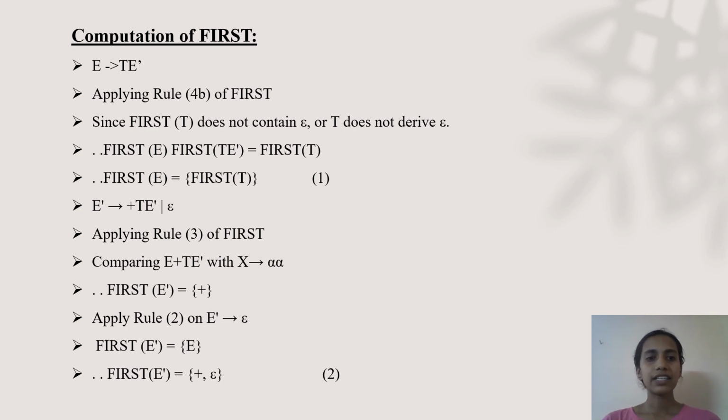Then we are considering the second production, that is E dash tends to plus TE dash and epsilon. For this, applying rule 3 of FIRST, comparing E dash tends to plus TE dash with X tends to a alpha, therefore FIRST of E dash will be equal to plus, and applying rule 2 on E dash tends to epsilon, we will get epsilon in FIRST of E dash. Therefore, FIRST of E dash will be plus and epsilon, which is the answer for FIRST of E dash.